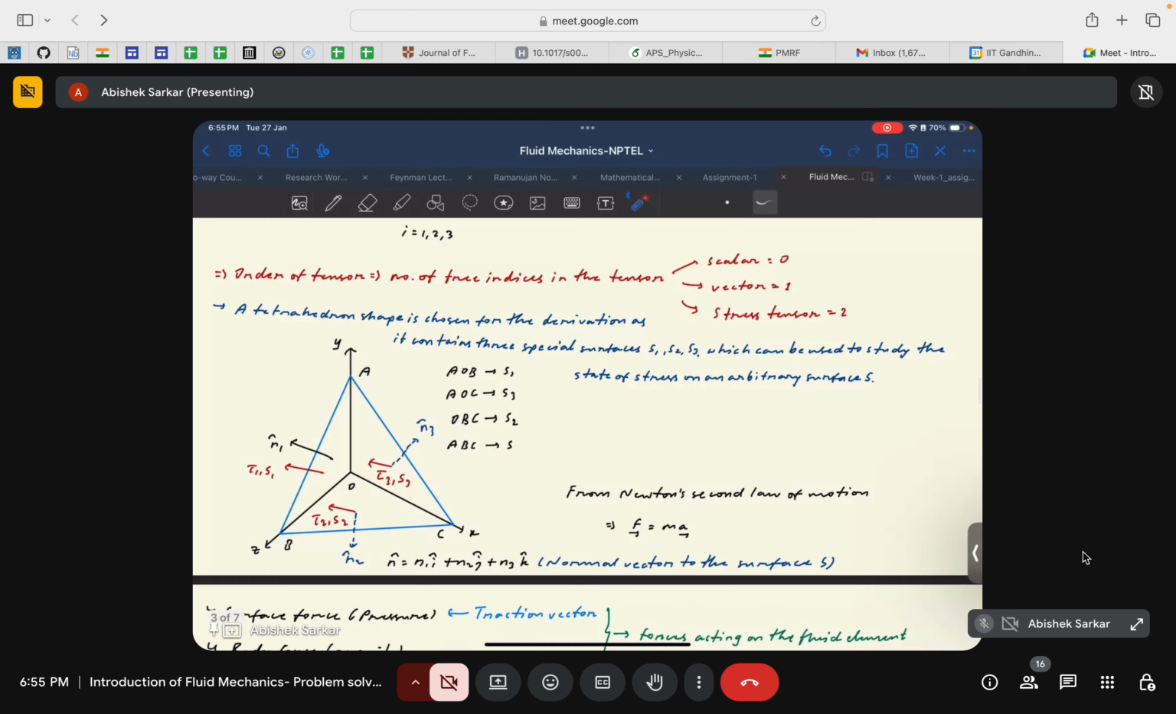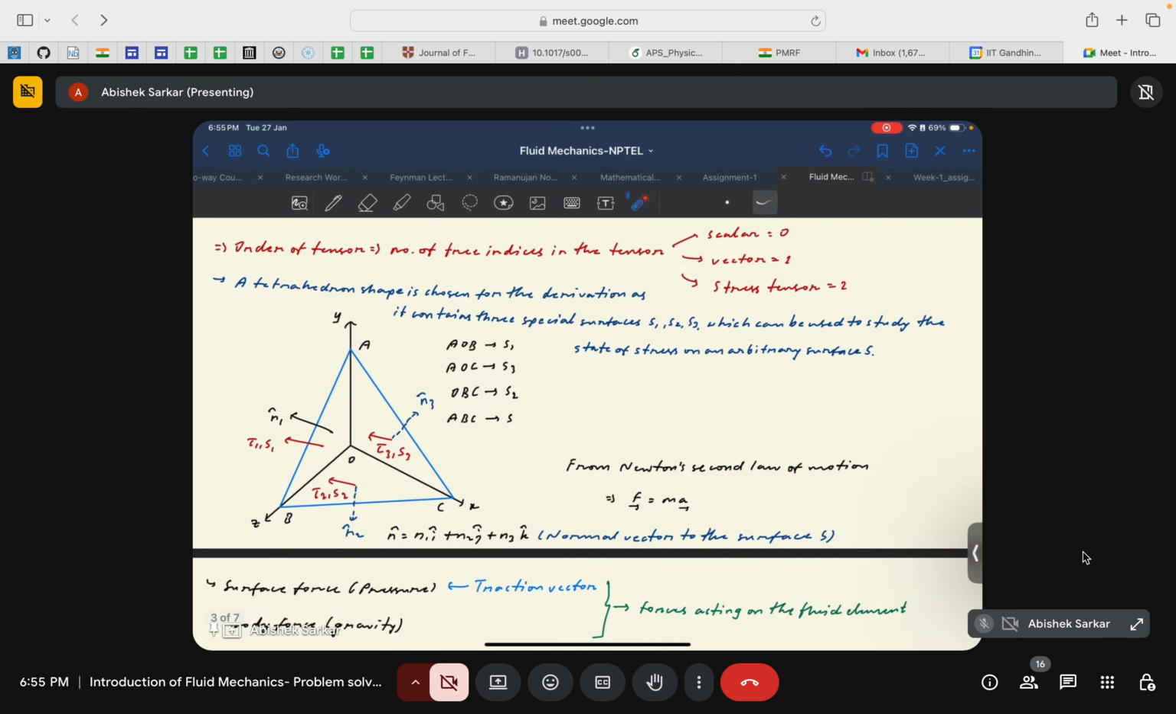In the case of scalars, we define a scalar as a zero order tensor, a vector as a tensor of order 1, and stress or other higher tensors, for example stress, can be considered as a second order tensor. You will see that the fluid deformation rate can again be represented as a second order tensor, which we'll eventually see. These are the basic definitions that you will need to know while we are discussing the advanced topics for this particular course.